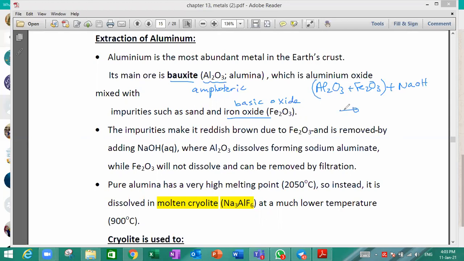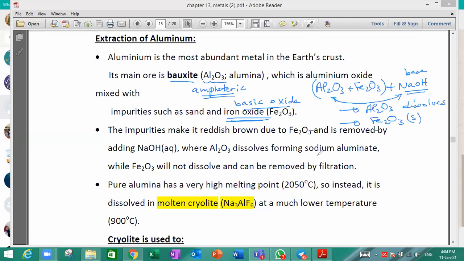Why do we react it with sodium hydroxide? Since iron oxide is a basic oxide and sodium hydroxide is also a base, they will not react together. A base will not react with a base like itself. But aluminium oxide is amphoteric. So when we put sodium hydroxide, aluminium oxide will react with the sodium hydroxide and dissolve, but the iron oxide will be left as it is in the form of a solid state.